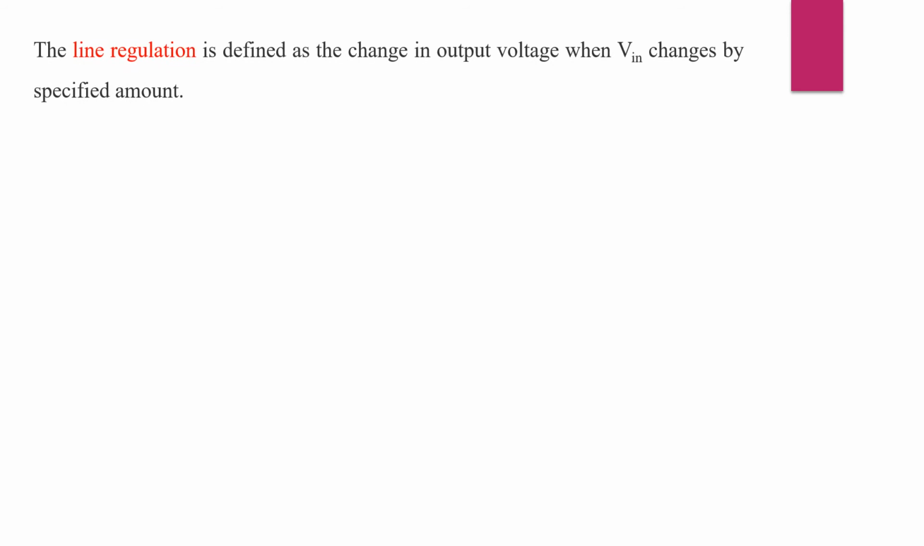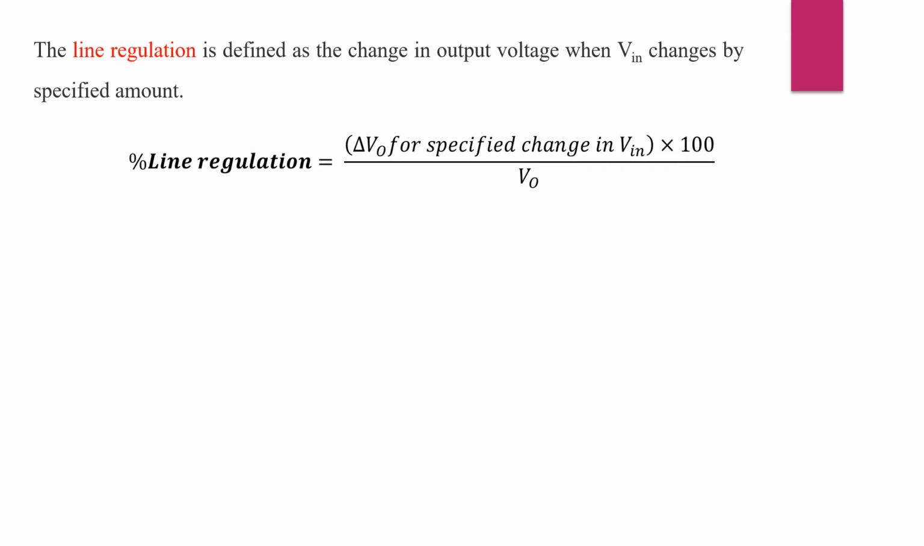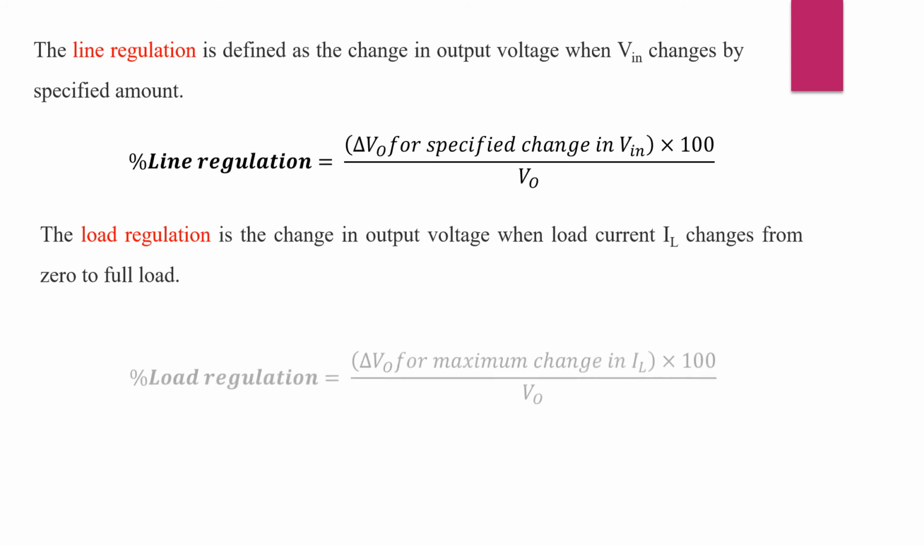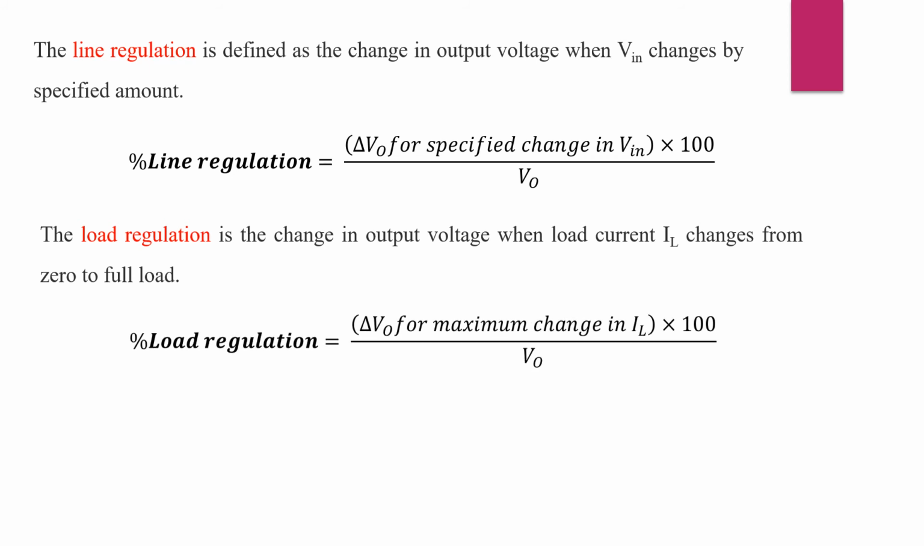The line regulation is defined as the change in output voltage when Vin changes by a specified amount. That is the line regulation, also called the source regulation. Therefore, percentage line regulation will be equal to delta V naught for a specified change in Vin divided by V naught multiplied by 100%. Similarly, the load regulation is the change in output voltage when load current IL changes from 0 to the full load. So percentage load regulation will be equal to delta V naught for maximum change in IL divided by V naught multiplied by 100.